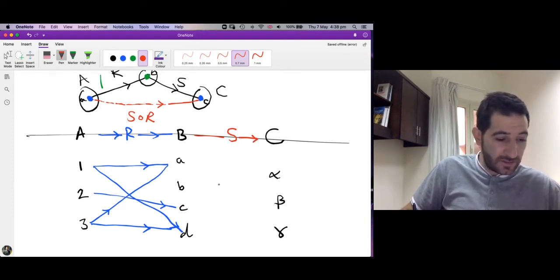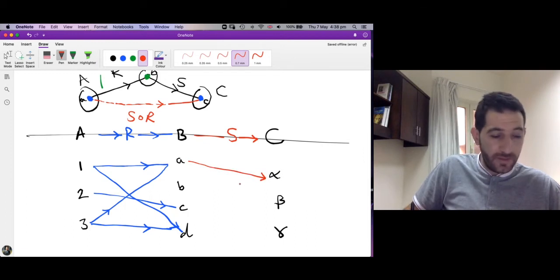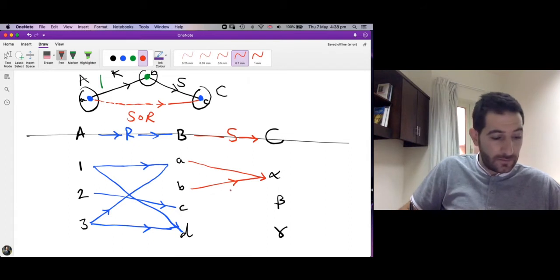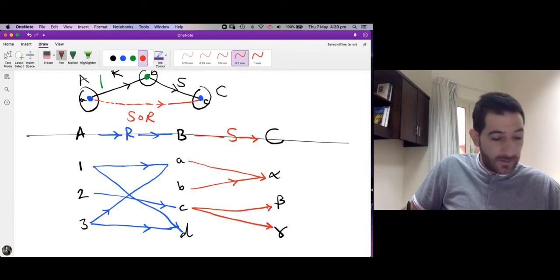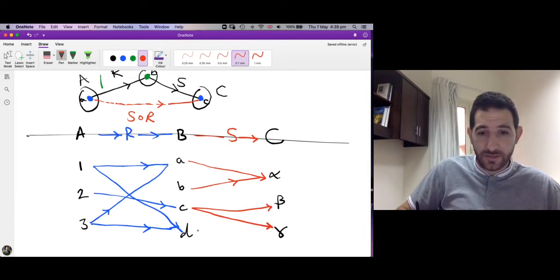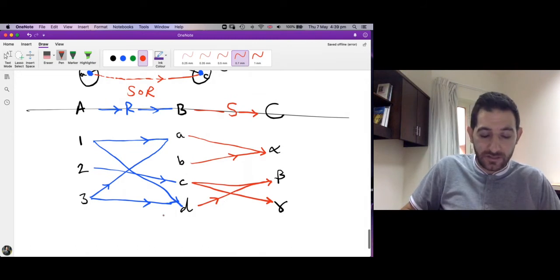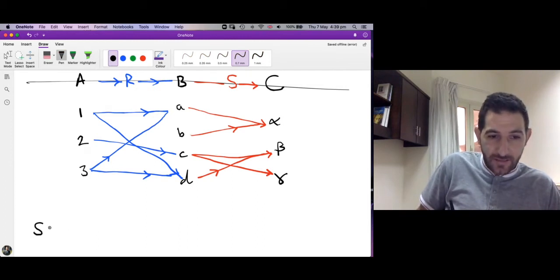Now we have another relation S from B to C. Okay, how is this relation? A is related to alpha, B is related to alpha as well. Okay, C is related to both beta and gamma, and finally D is related to beta. So now what we want to do is, from these two relations, we will compute the composition, which is S after R.